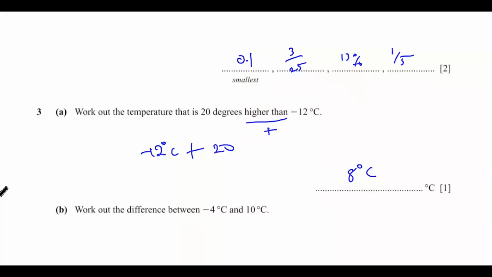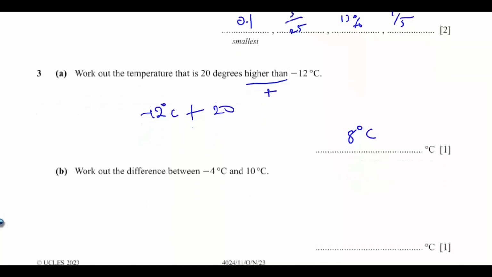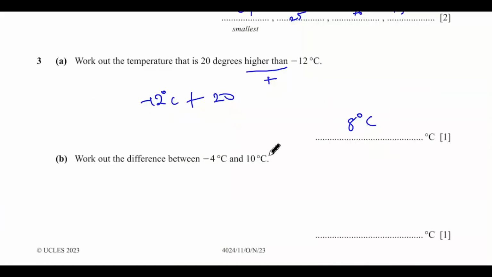So part B, work out the difference between minus 4 degrees Celsius and 10 degrees Celsius. So that will be 10 degrees Celsius, then minus minus 4 degrees Celsius. These two signs combine together to become positive, then that will give us 14 degrees Celsius. We already have degrees Celsius there. So let's go to the next question. That will be question 4.